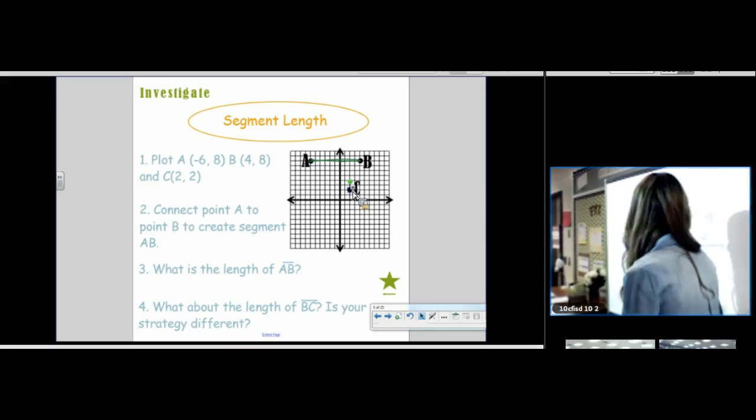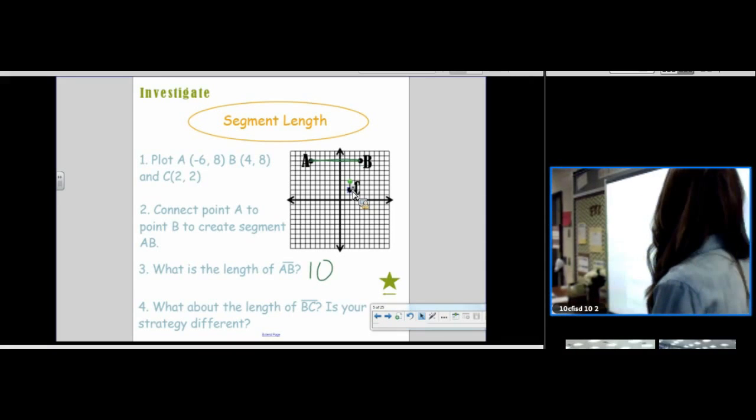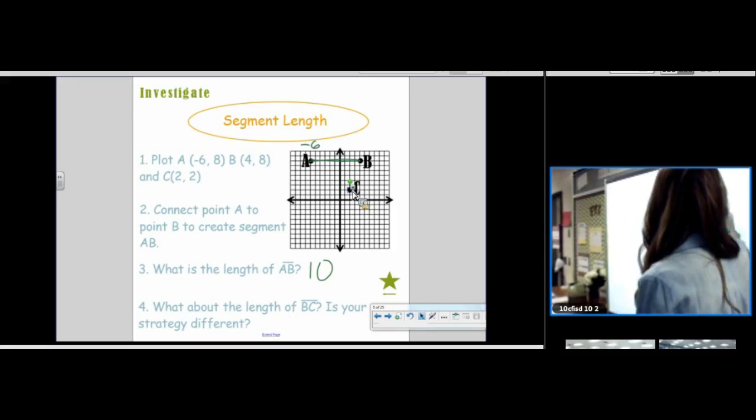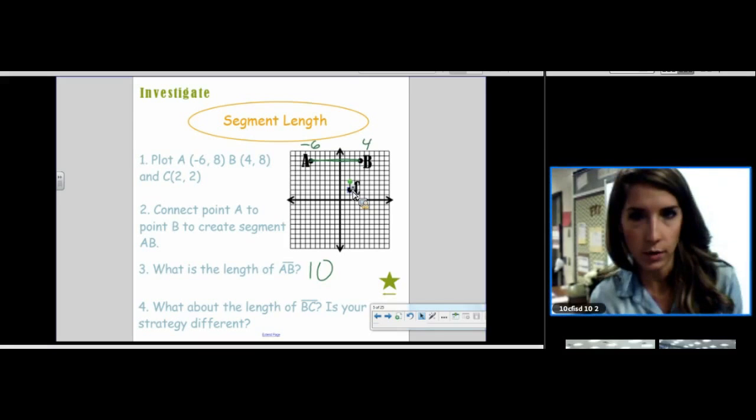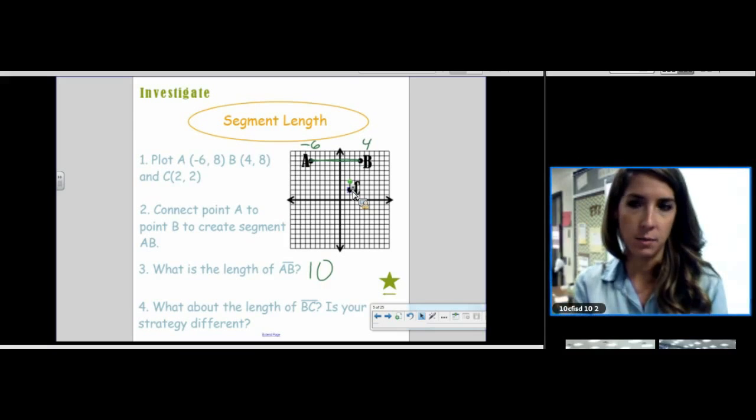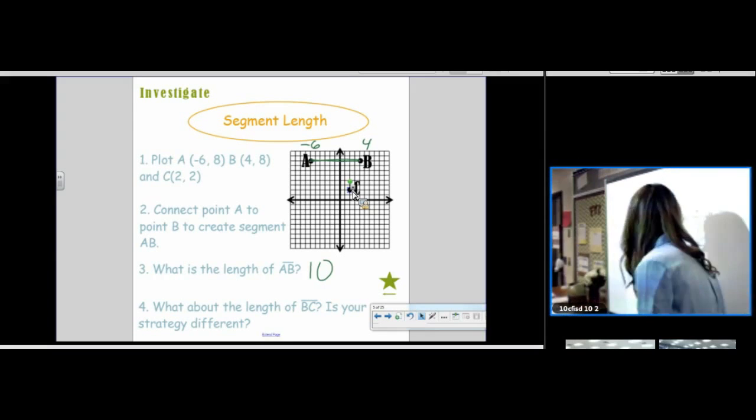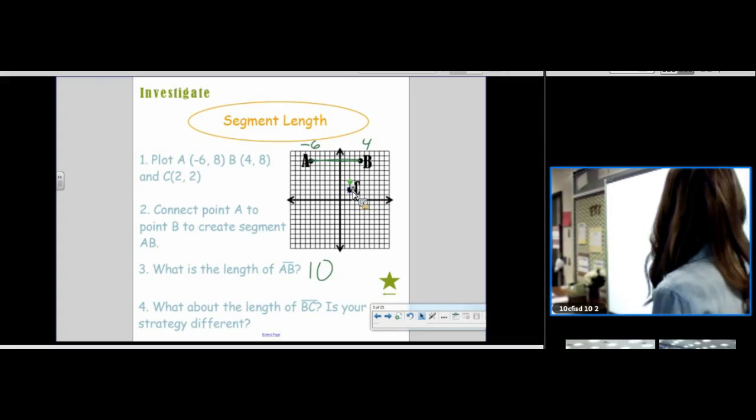The distance. So hopefully you got that the distance was 10. You could have done that by saying how far is it from negative 6 to 4, which we'll go over in a minute, or you could have literally just counted the boxes between A and B. Now, it's a different story when it says, what about the length of BC?